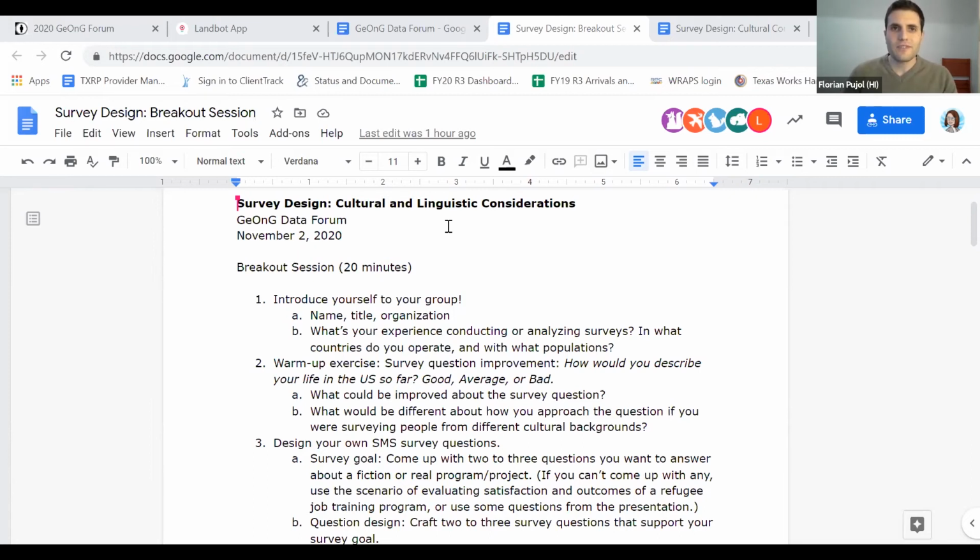Just one point that was very interesting in relation to that was that in Morocco, there is a very big difference between the written and the oral language. So it was something that had to be taken into account in this context. Great, thank you.